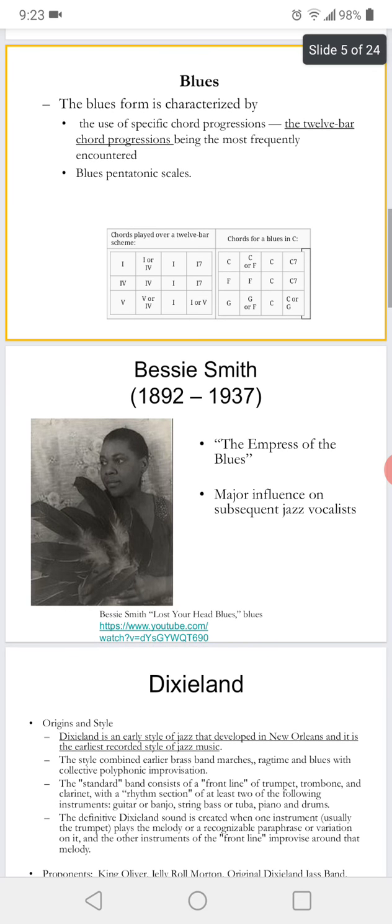One of the most important figures in the history of blues, at least vocal blues, is Bessie Smith. One of her compositions is actually in the last quiz as well. She's considered the empress of the blues for different reasons, but she became famous at that time, and she was also very important for vocal techniques in general in blues, not just the history of blues.